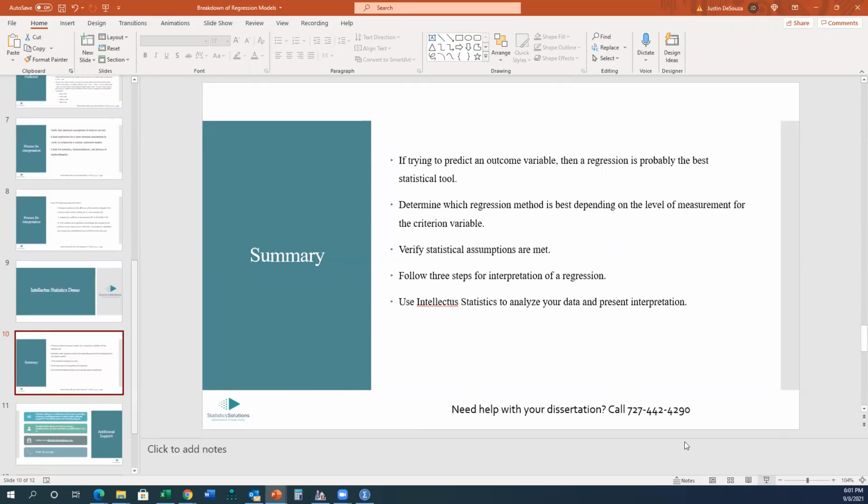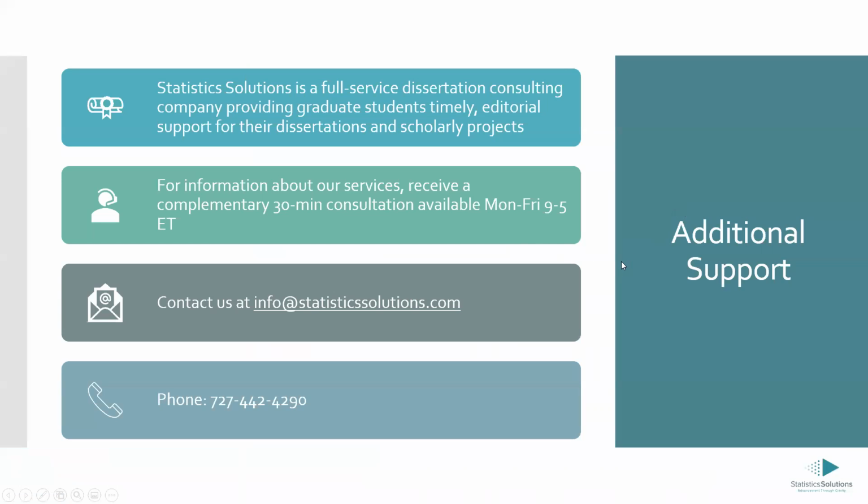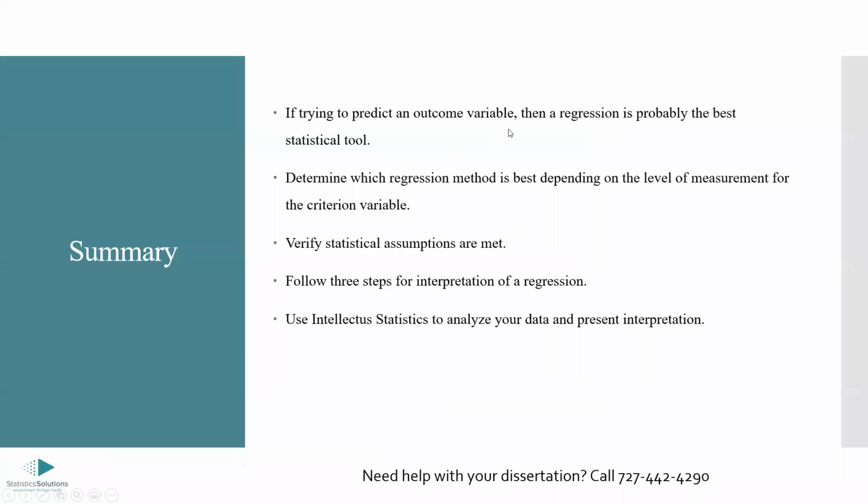That concludes our webinar for today. So just to reiterate, if you're trying to predict an outcome, just the word predict is usually indicative of using a regression model. And then you can have any variable type for your predictors. They can be continuous, nominal, or ordinal. The regression method you use will be contingent on your criterion variable.